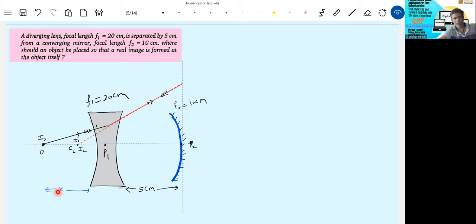Now, what is the question asked? We have to calculate this x. Now, what should be P2C2? It should be 2 times the focal length. P2C2 should be that.